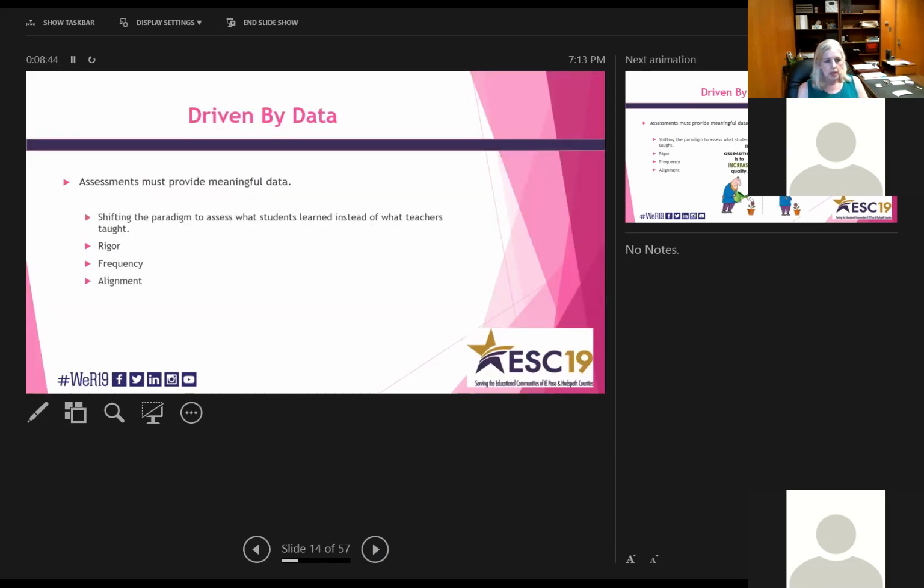So if we're using assessment as our starting point, and that assessment is going to give us some data, we have to make sure that we understand from the assessment what's the level of rigor, how often is this going to be assessed, or how frequently does this occur, and is it aligned to our curriculum? Because if any one of those elements is missing, then the assessment data that we're getting is not going to be accurate or helpful. It's what they would call false data.